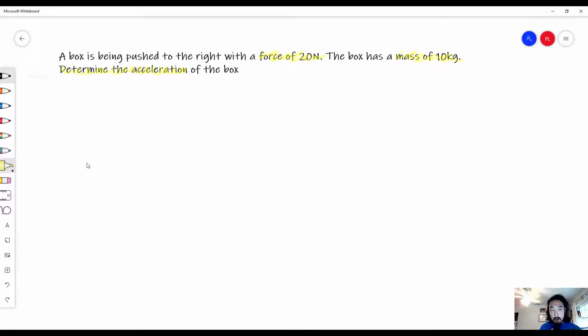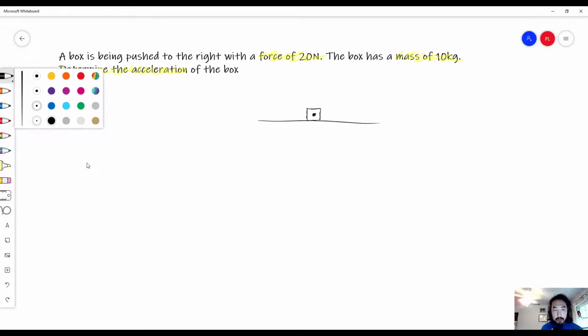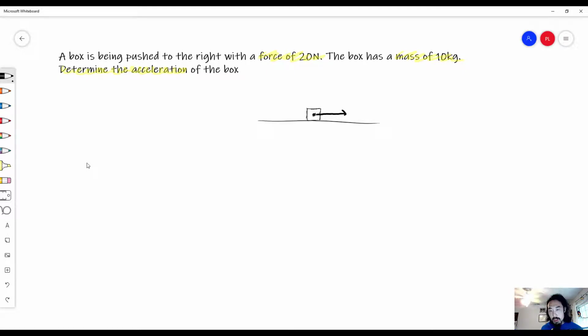Okay. What I'm going to do next is draw this scenario. I have a box, and I'm going to put a dot inside the box. Okay, so this is my free body diagram. And we know that the box is being pushed to the right, so I'm going to draw a force vector to the right, just like that. And I'm going to label this force vector F1. And we know that the force is 20 newtons.